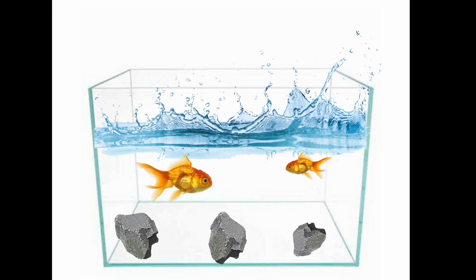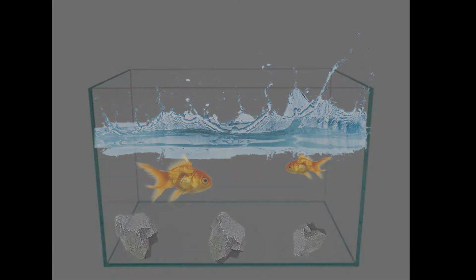Now, take a look at this very bad picture of a fish tank. Why is air on top and rocks at the bottom while the fish are in the middle? Well, that's because of density. You see, each of them has a different density. Rocks sink to the bottom because they have a lot of density, and air stays at the top because it is very light. We're going to talk more about density soon.